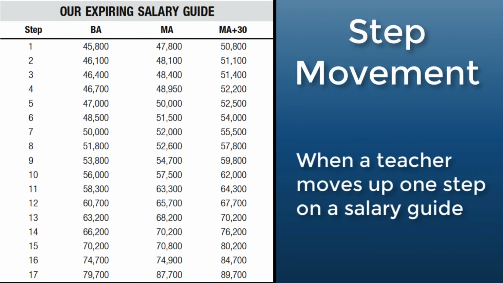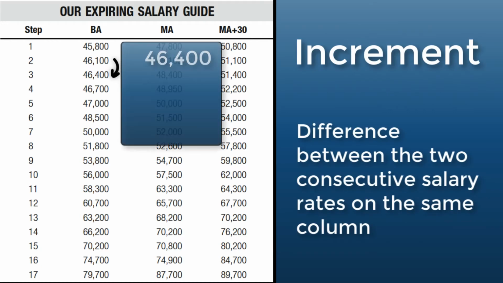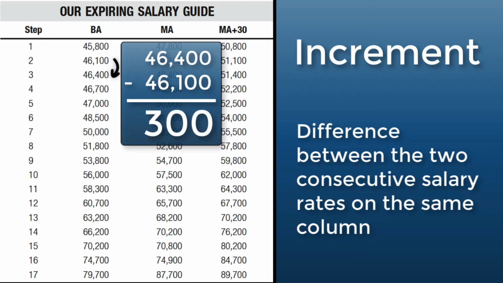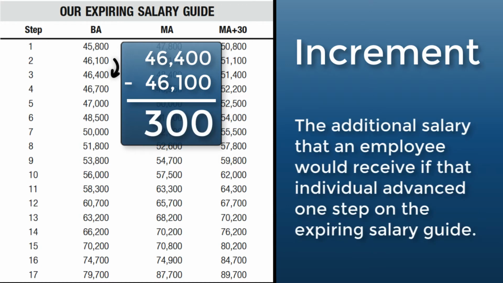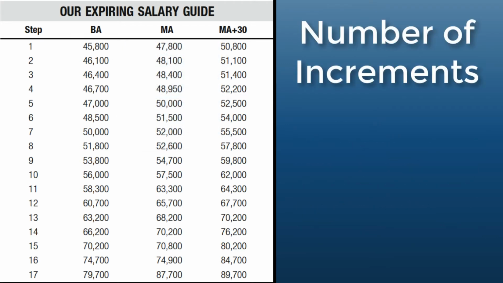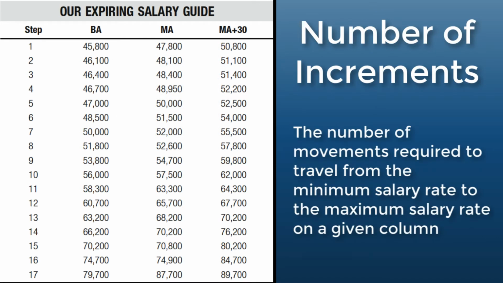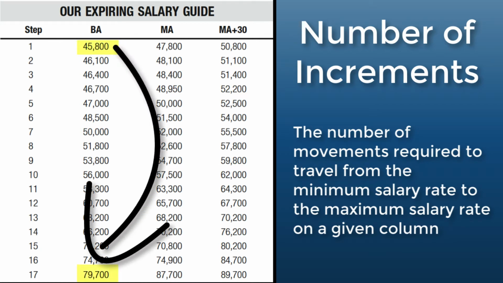When a teacher moves up one step on a salary guide, it is referred to as a step movement, and the difference between the two consecutive salary rates on the same column is called an increment. An increment is the additional salary that an employee would receive if that individual advanced one step on the expiring salary guide. The number of increments indicates the number of movements required to travel from the minimum salary rate to the maximum salary rate on a given column. The number of increments is one less than the actual number of steps on a salary guide.